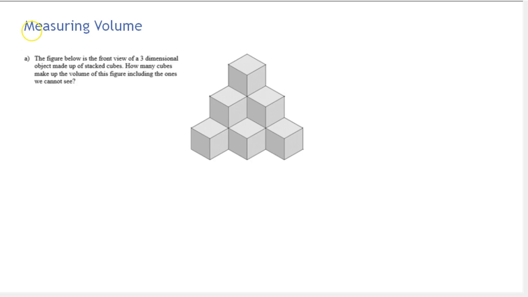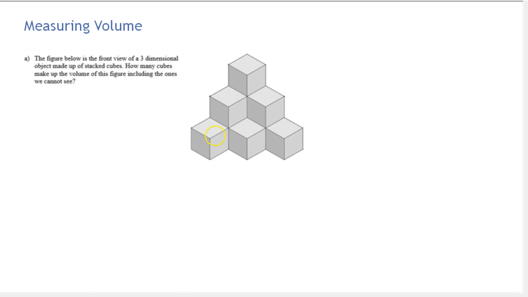In this video, we're going to look at measuring volume. Here's our first question. The figure below to the right is the front view of a three-dimensional object made up of stacked cubes. How many cubes make up the volume of this figure, including the ones we cannot see?